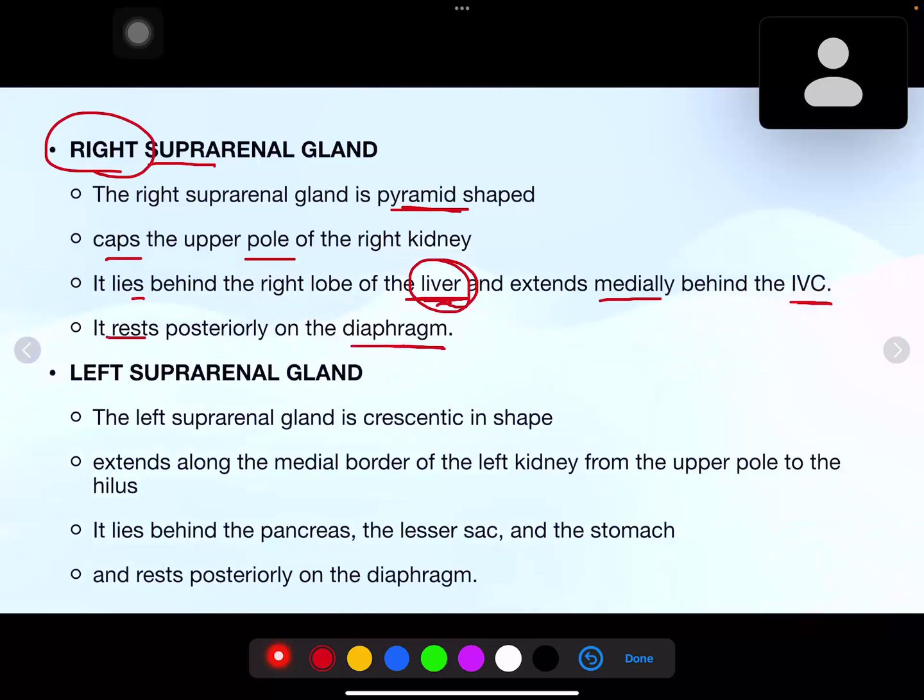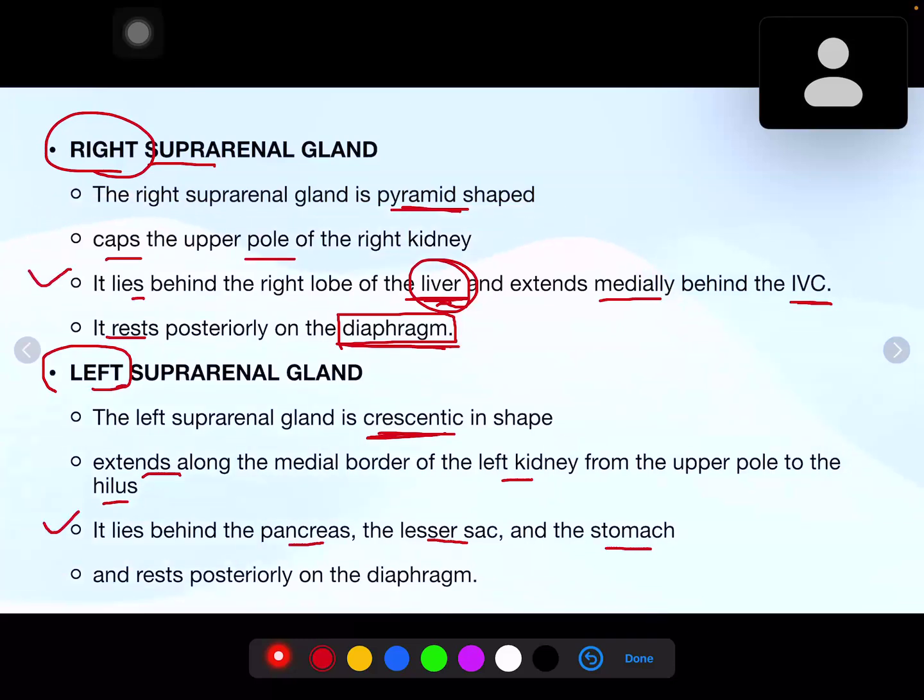So there will be a difference, because on the right side would be the liver and on the left side would be the pancreas, the lesser sac and stomach. And again, it rests posteriorly on the diaphragm. So you just have to have a basic understanding of this relationship, where this suprarenal gland is located. Okay, if you just read these slides, you don't need to remember it again. You just read this and have a basic understanding.